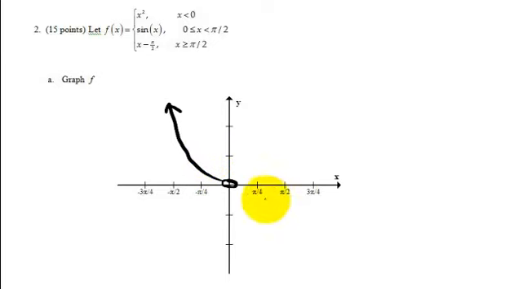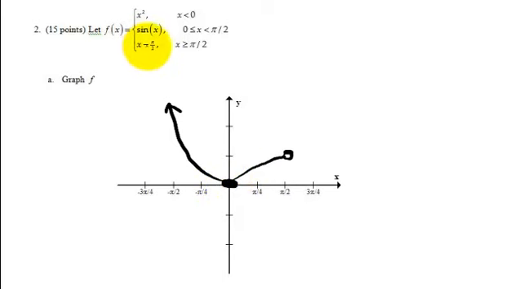Now sine x from 0 to pi over 2. When x is pi over 2, sine is 1. It's going to look something like this. And I don't include pi over 2, which means I have an open dot there. But I do include 0, and sine of 0 is 0. So even though it was open because of the x squared, it's now closed because of the sine.